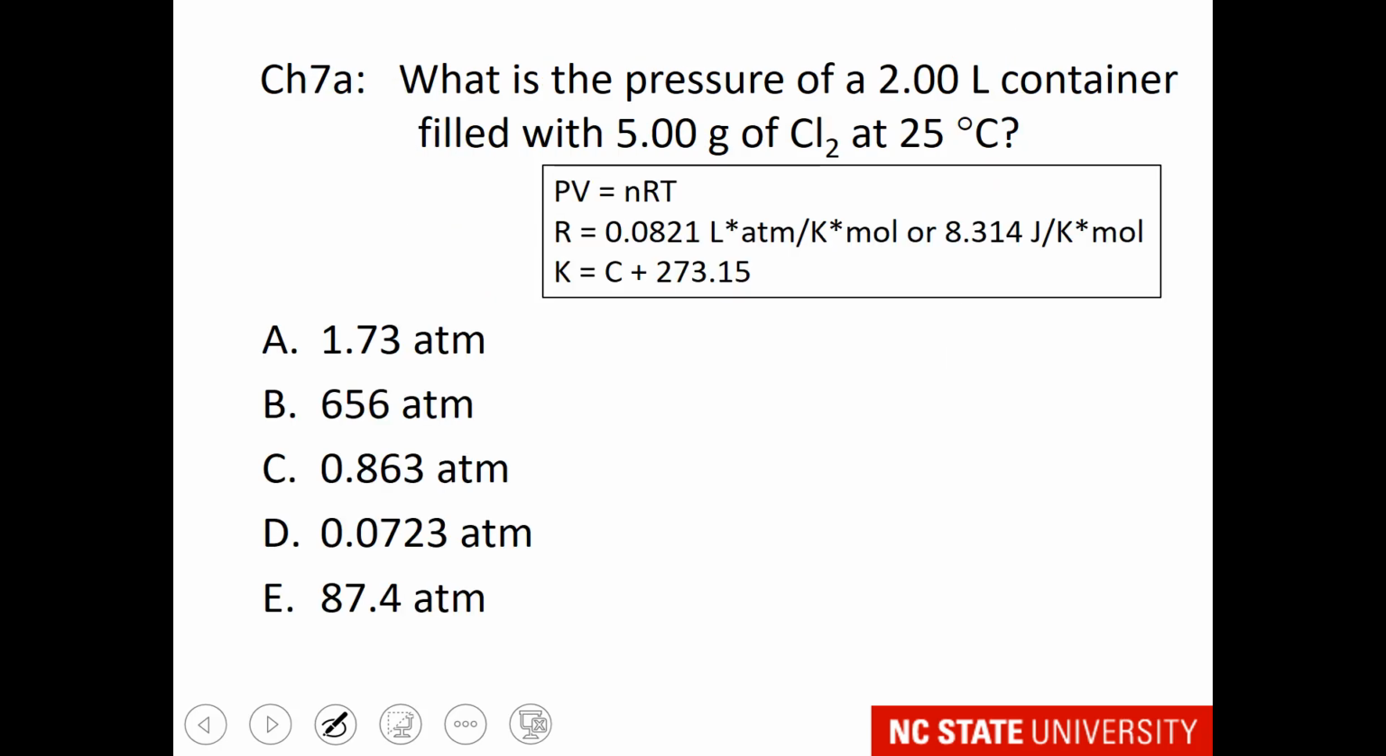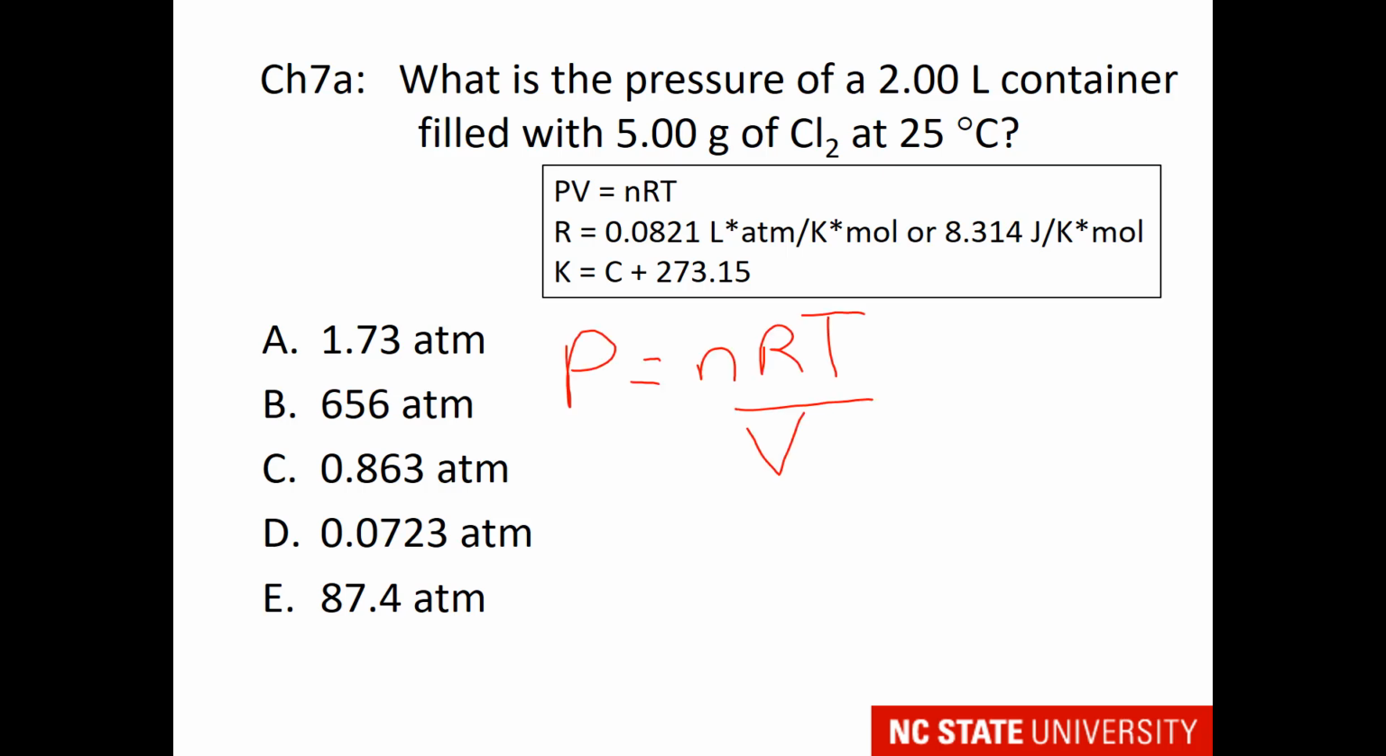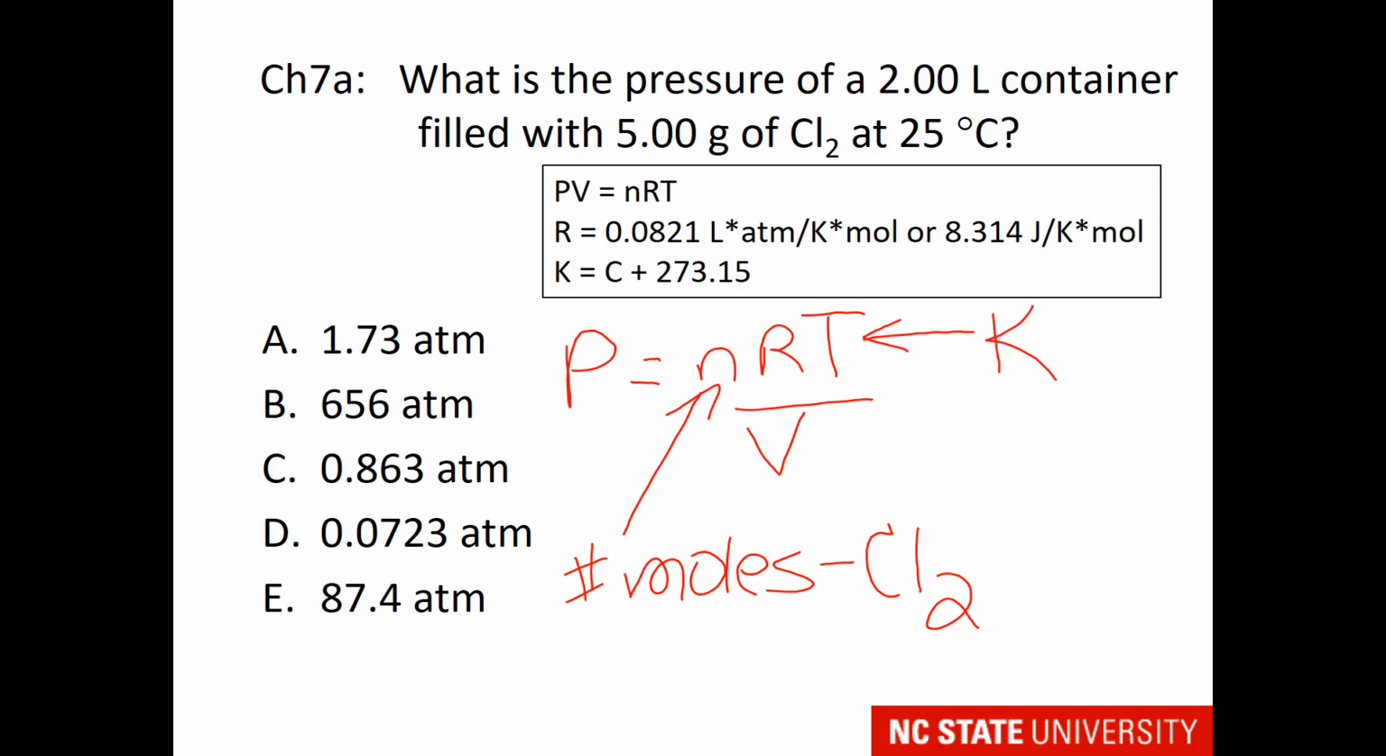How about a gas law problem? We want to know the pressure of a 2-liter container filled with 5 grams of chlorine at 25 degrees Celsius. So some cautions before you calculate this. N is the number of moles of gas, and don't forget you're dealing with Cl2, not Cl. Also, be sure to convert your temperature to Kelvin and to select the correct R value. Your answer is requested in atmospheres, so that should tell you something about which of these R values to use.